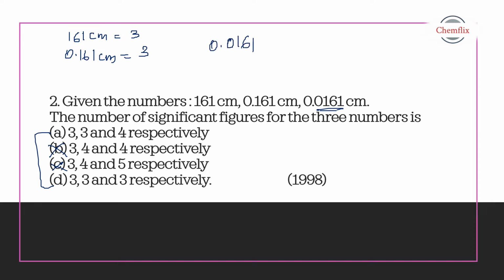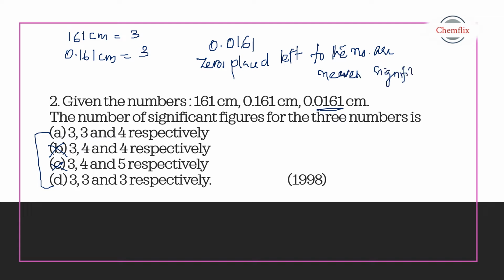0.0161. So the zeros placed to the left of the number are never significant. That means this zero is not significant. So here also, what is the significant figure? 3 significant figures. So the answer is option D, 3, 3, 3. Okay, so this is from the significant figures area. Now move to the next question.